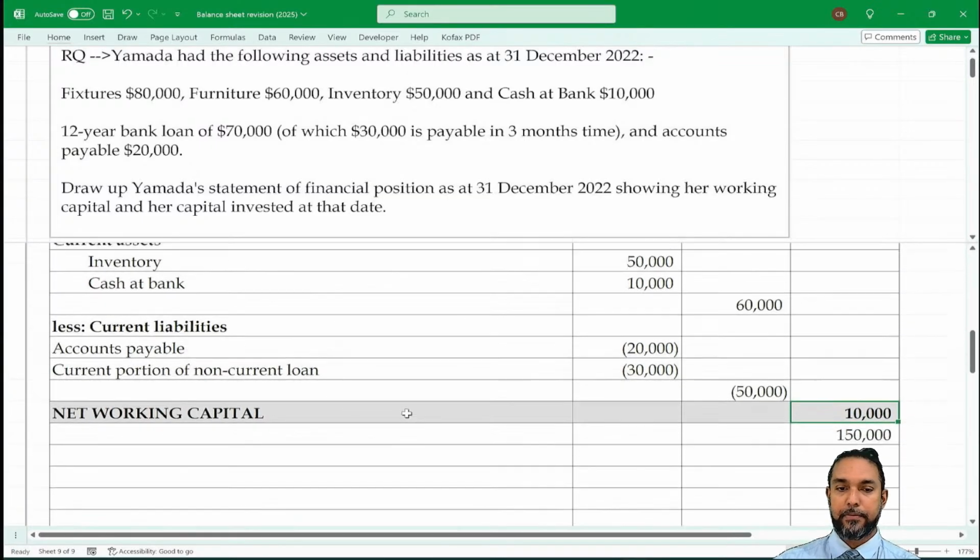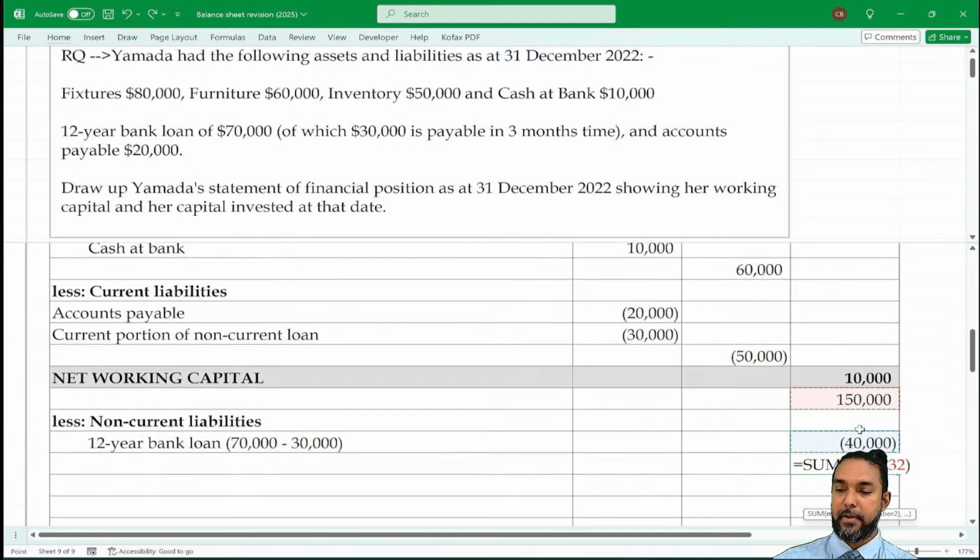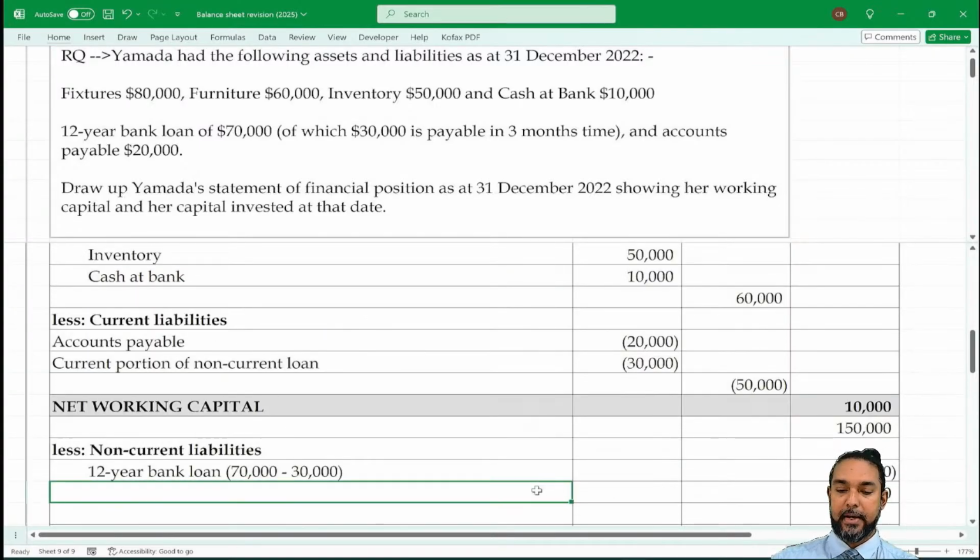Okay, cool. Now from here, we could do less the non-current liabilities. Now we only have one: the 12-year bank loan. Now, it was 70 in total, but we have a current portion with 30 payable, and 70 minus 30 is equal to 40,000. So now when you subtract the 40 from the 150, we're going to get 110. And that there is our net assets.